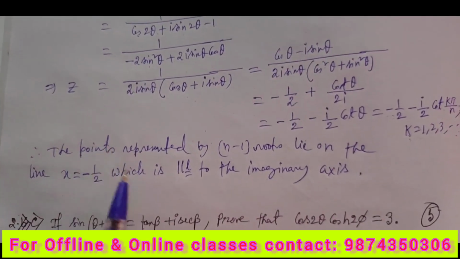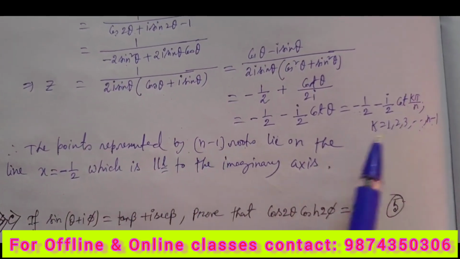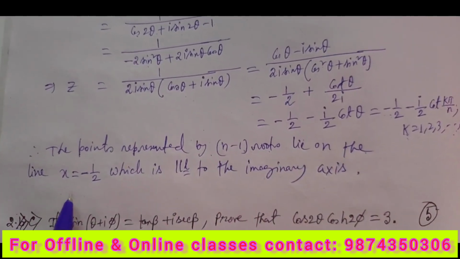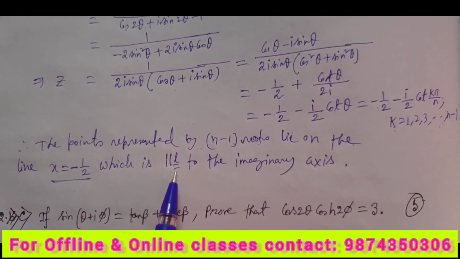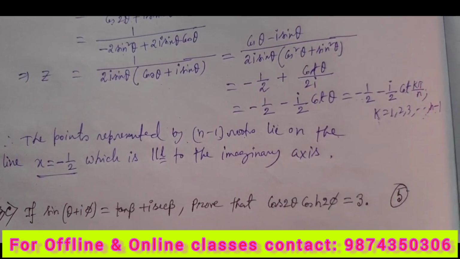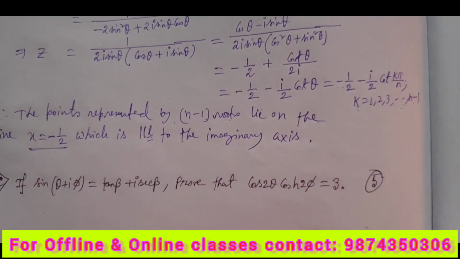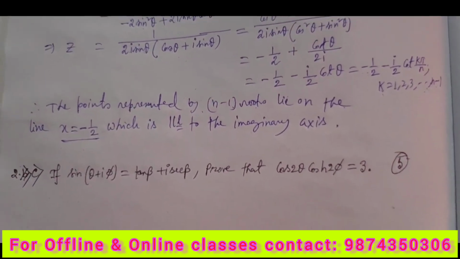So the points represented by the n minus 1 roots lie on the line x equals minus half, which is parallel to the imaginary axis. Okay, next, let's move to the next question.